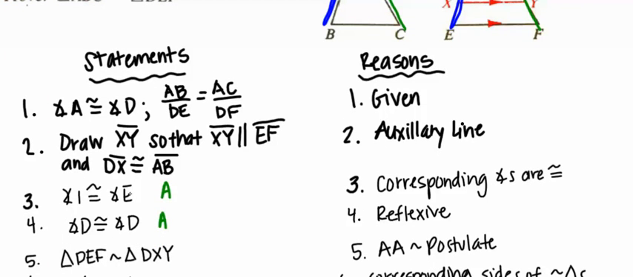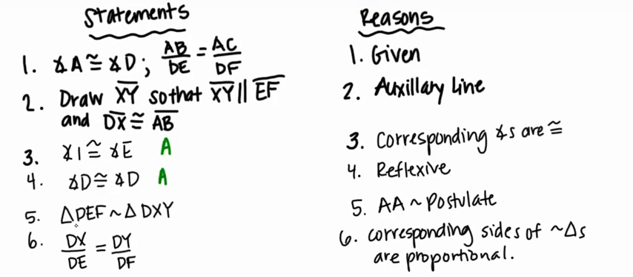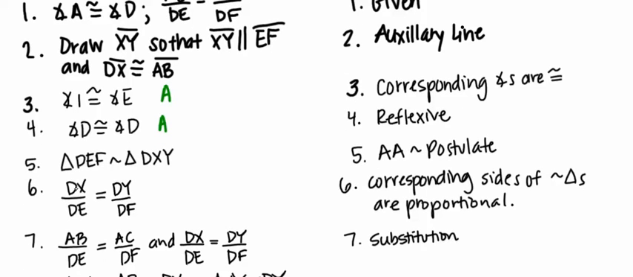Angle 1 is going to now be congruent to angle E by corresponding angles being congruent when you have two parallel lines cut by a transversal. Angle D will be congruent to itself. That's the reflexive property. So we have triangle DEF is similar to triangle DXY. That's the angle-angle similarity postulate, which now allows us to say that DX over DE is equal to DY over DF. That's corresponding sides of similar triangles are proportional.